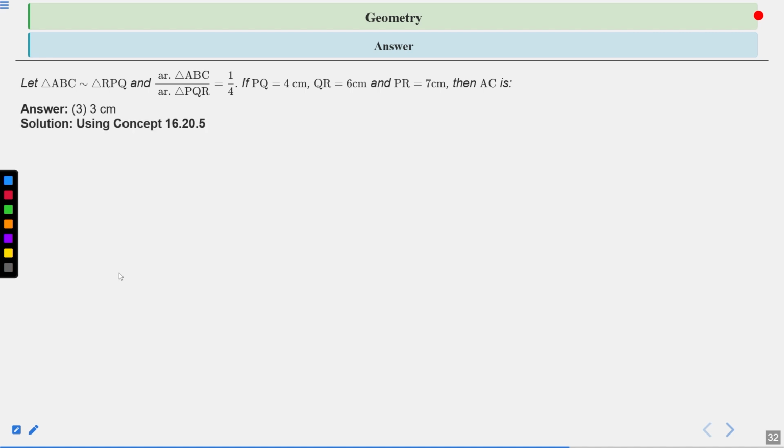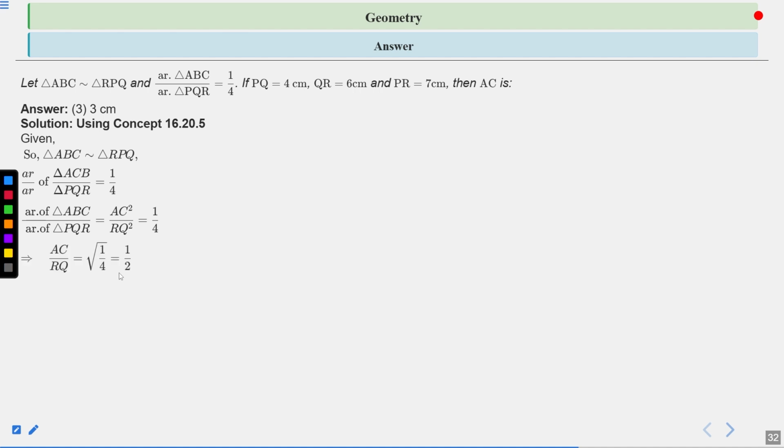Now see the detailed solution using concept 16.20.5 in this question. So given that triangle ABC is similar to triangle RPQ, the area ratio is given. Now we know that if triangles are similar and the area ratio is given, then the sides ratio will become under root form. So the area of triangle ABC ratio area of triangle PQR is equal to AC square upon RQ square, which is equal to 1 by 4. So we get the ratio of the sides. AC upon RQ will become under root 1 by 4, which is equal to 1 by 2.